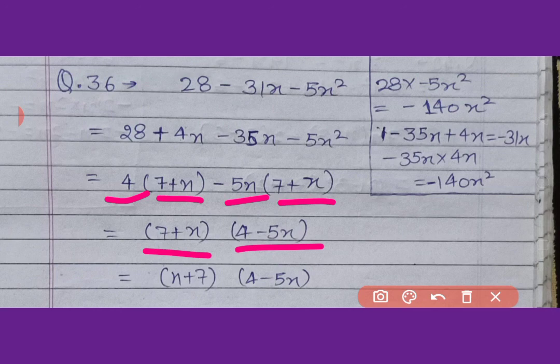In some places it may also be written as x plus 7 instead of 7 plus x. It's not a matter, whether you add 1 plus 2 or 2 plus 1, the answer will remain 3.